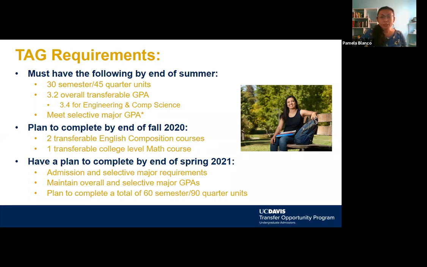By the end of spring 2021, you need to be able to show that you will complete all the admission and selective major requirements. So your 60 units, maintain that 3.2 or 3.4 overall GPA, and also complete any specific courses that are required for your selective major.